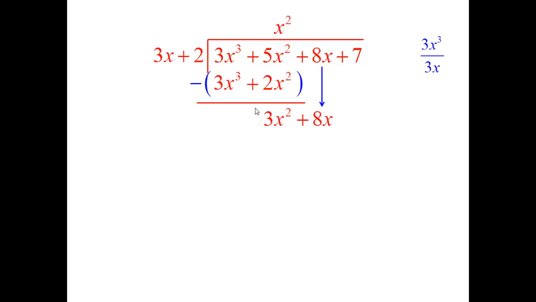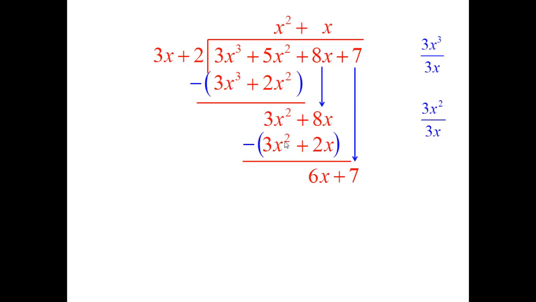Do it all again. Instead of doing 3x into 3x cubed, now we're going to do 3x into 3x squared. So I can just divide 3x squared by 3x. That means 3x goes into 3x squared x times. So I'll stick the x up top. Multiply and subtract. And I end up with 6x. Bring down the 7, lather, rinse, repeat.